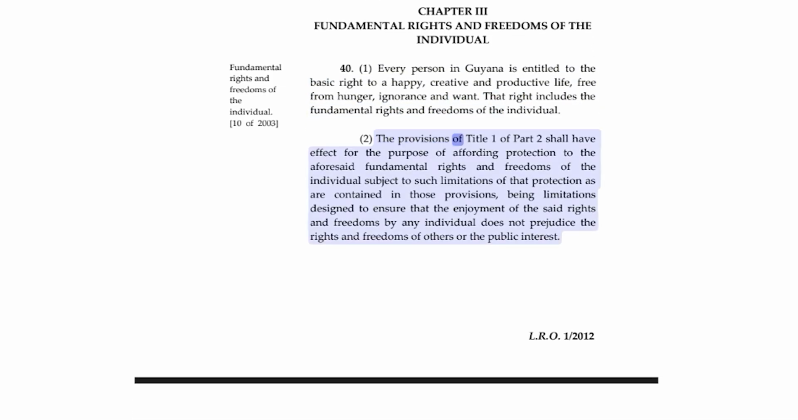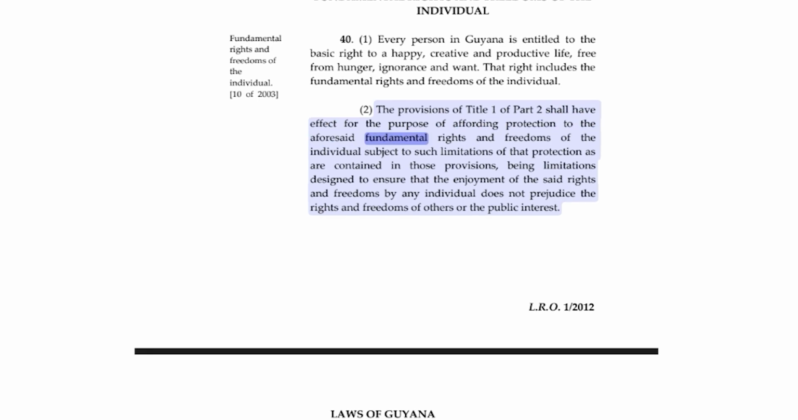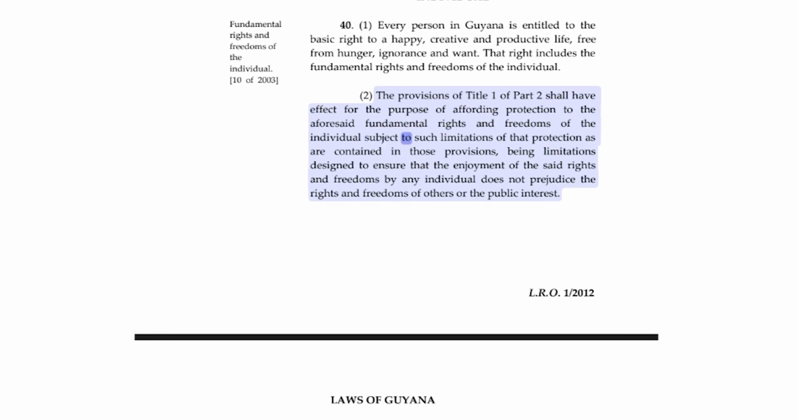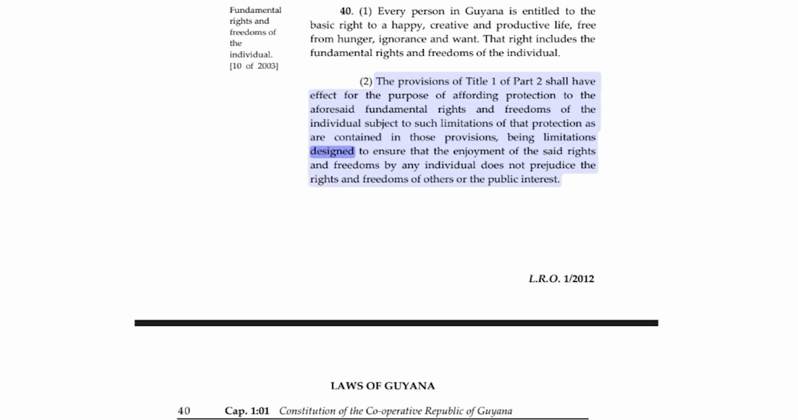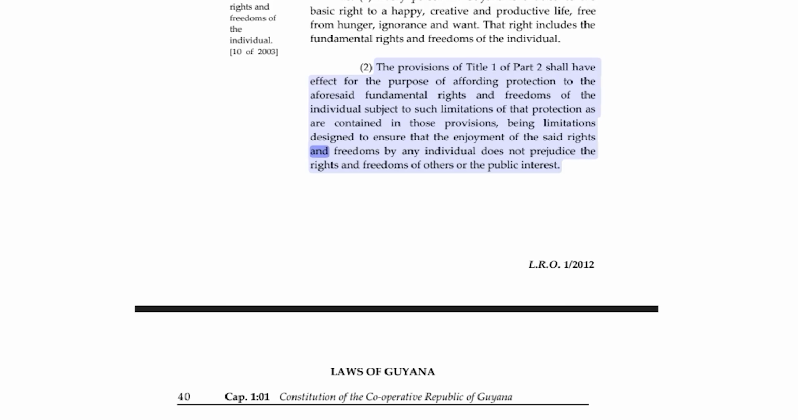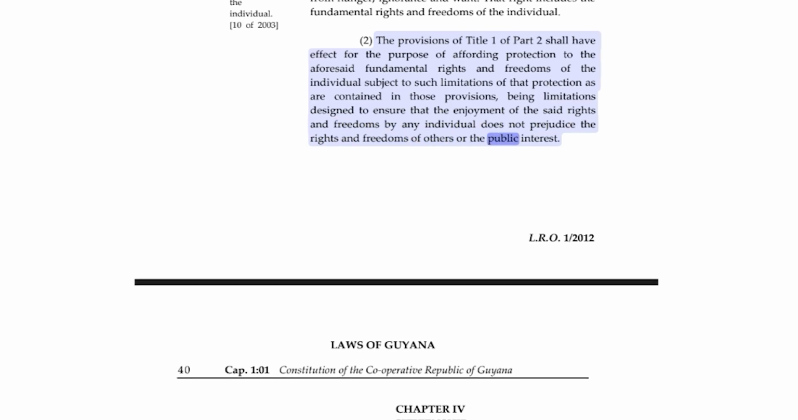2. The provisions of Title I of Part 2 shall have effect for the purpose of affording protection to the aforesaid fundamental rights and freedoms of the individual, subject to such limitations of that protection as are contained in those provisions, being limitations designed to ensure that the enjoyment of the said rights and freedoms by any individual does not prejudice the rights and freedoms of others or the public interest.